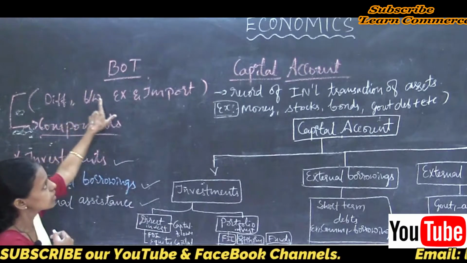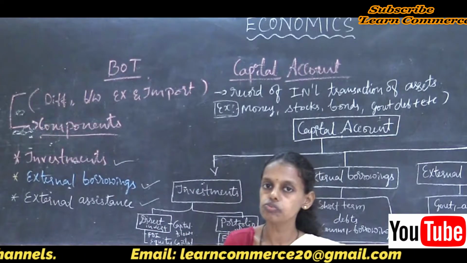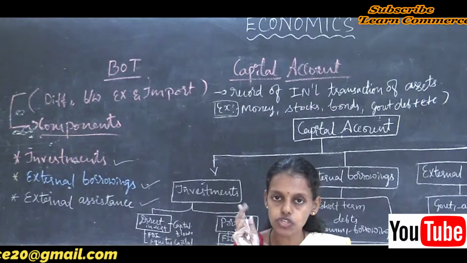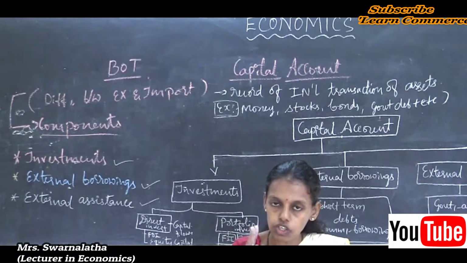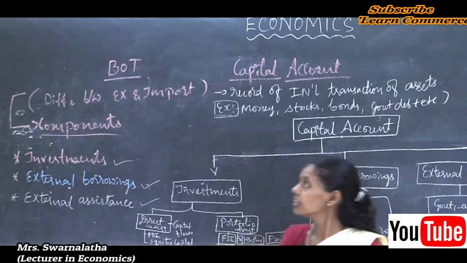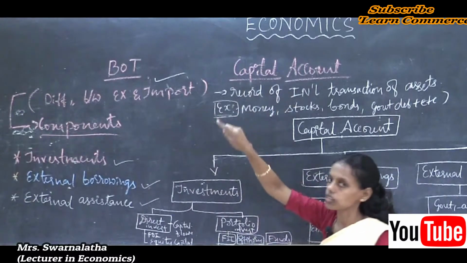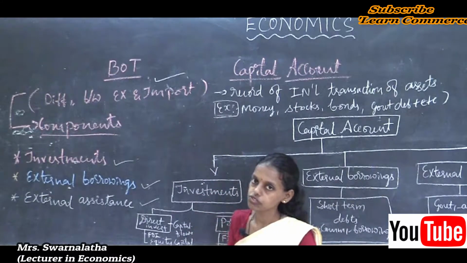The capital account is always a component of the balance of payment. Types of balance of payment include two types: current account and capital account. Current account components we had discussed earlier. Let us see what balance of trade is. Before going to the capital account, we should learn what balance of trade is.